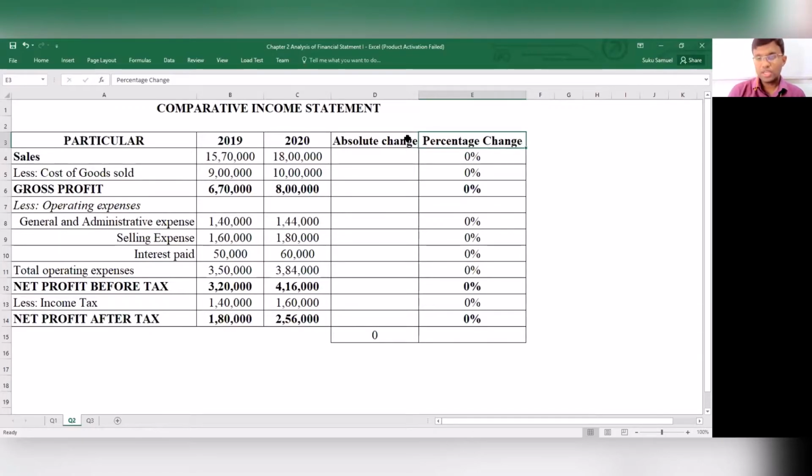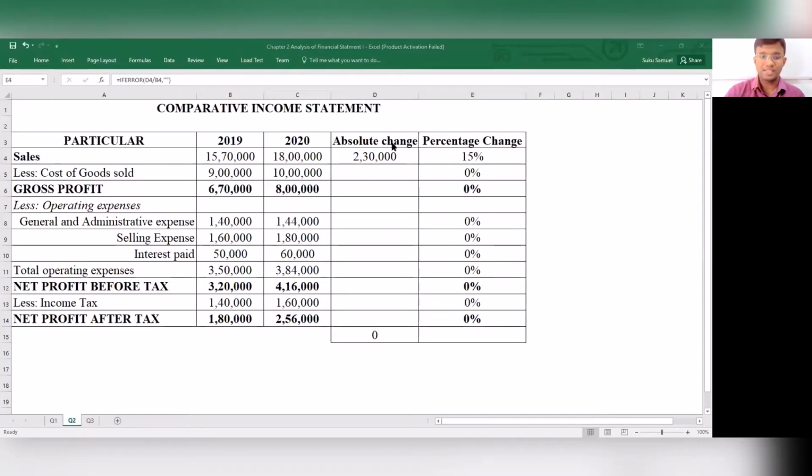Now that we have got an idea about the format, let us start off with the calculation for this. So now let us calculate the absolute change. Absolute change would be year 2 minus year 1. For sales, the absolute change is 2,30,000. Percentage change is 15%. What does that mean? It means that sales has increased in 2020 when compared to 2019 by 15%.